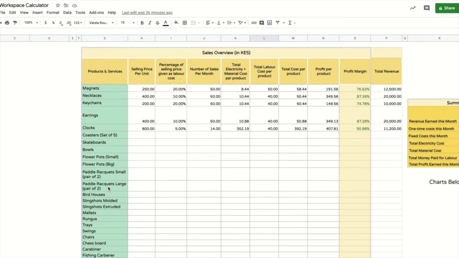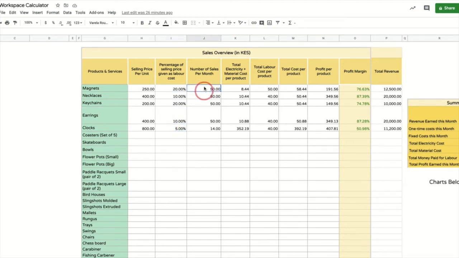For the per product basis, which is what we currently use, we have the products, the selling price, and the percentage of the selling price given as labor costs. For example, Ferris produces a magnet, we sell it for 250 shillings, but we decide to allocate 20% of that money to Ferris. The reason we use different percentages for different products is simply because some products are harder to make than others, and so it's totally up to you how you want to adjust these.